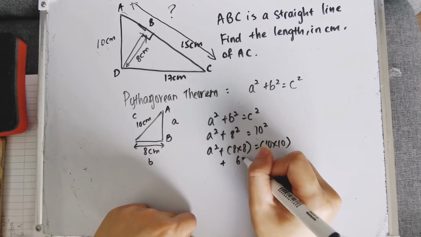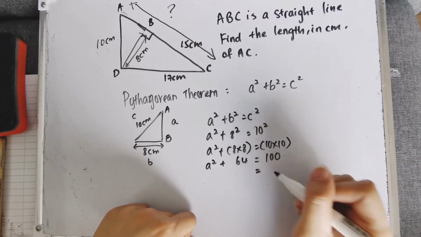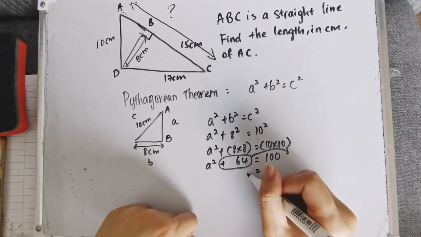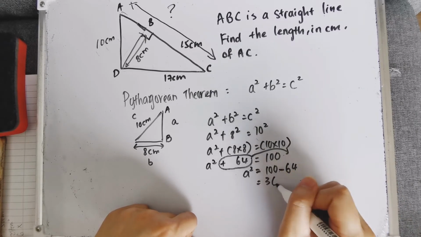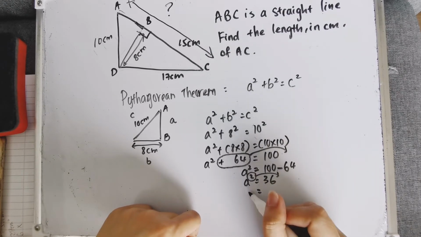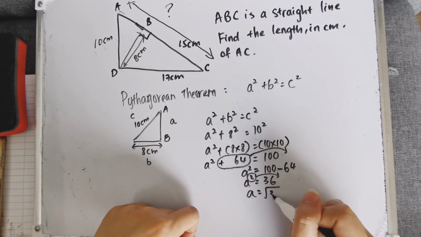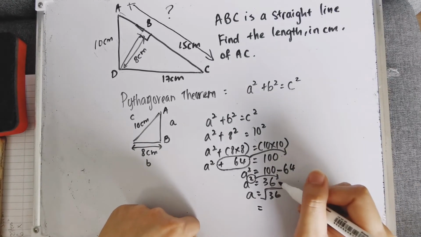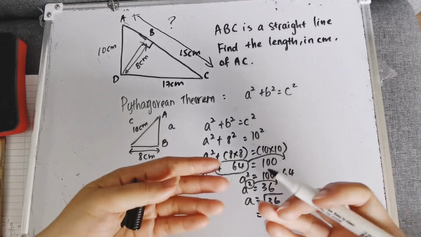So 8 times 8 is 64. 10 times 10 is 100. So my positive 64 we bring to the opposite side, it becomes minus 64. So it's 36. Then again, your square you bring to the opposite side, which leaves us A. The square becomes square root of 36. Again, you must remember when you see square root, it is the same number times the same number to become 36.